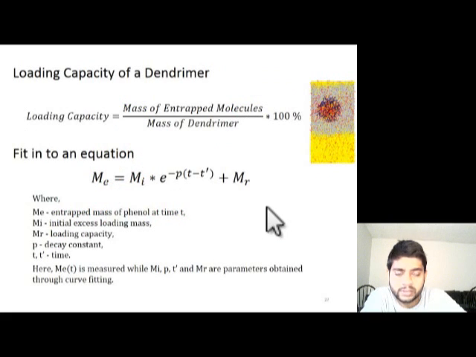This is our loading capacity of dendrimer data, and we try to get the loading capacity of a dendrimer. Loading capacity means how much drug molecule can be captured with respect to its mass as a percentage. And we try to fit those data into this equation. MR means loading capacity, MI means initial excess loaded capacity, ME means interrupted mass at time t. P is a decaying constant, and T is the time parameter.